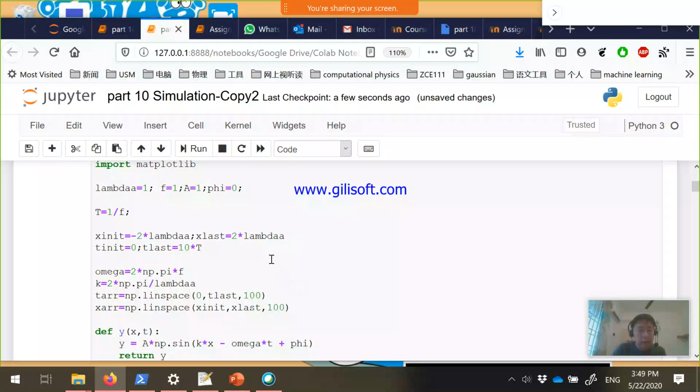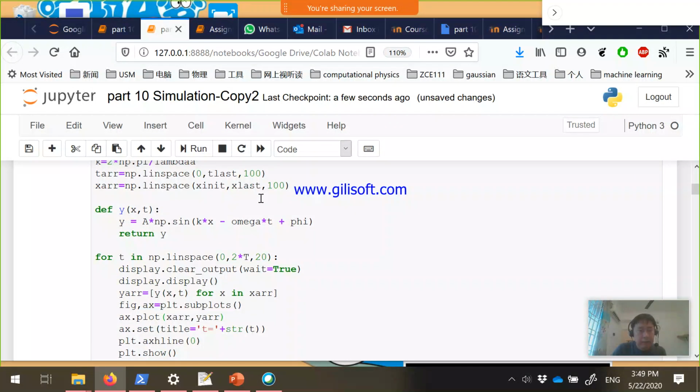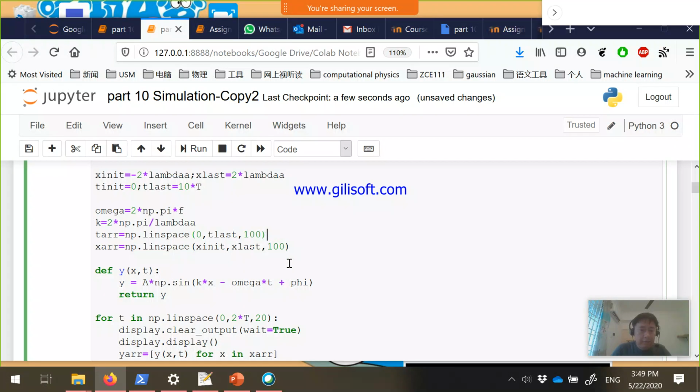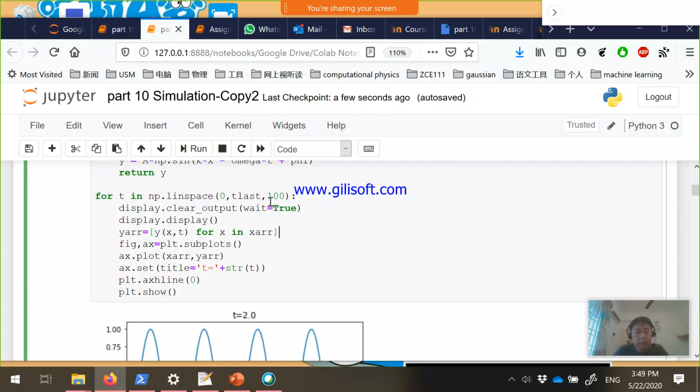So let me try this. Now to make things better, let me refine the graph a little bit, making it move for t last. Here the t last only lasts for 10 periods. So I think here I should make this t last instead of 320 t last. Then I should make this 100 as well. Okay, so there will be 100 different frames. So this refers to the frames.